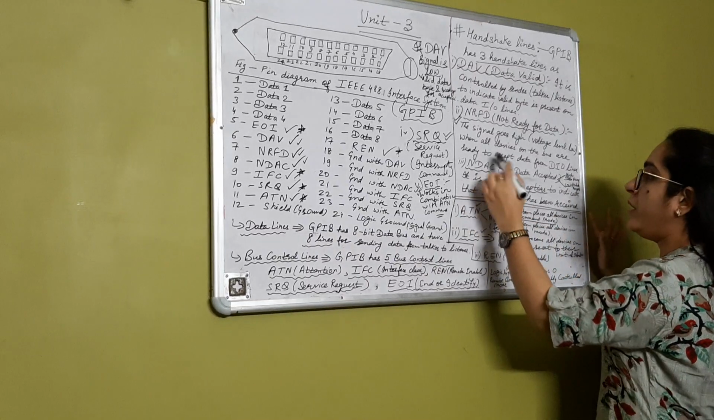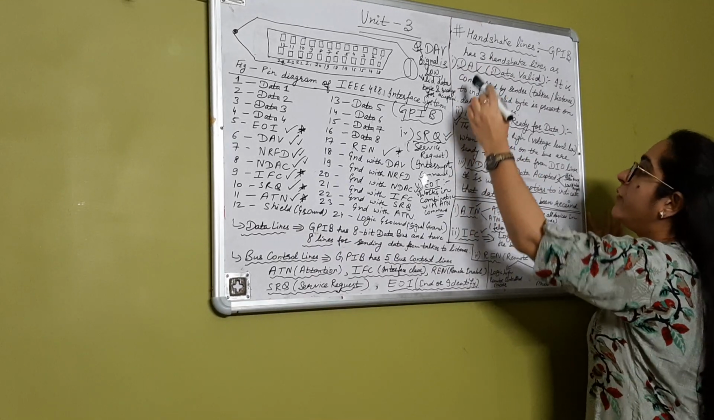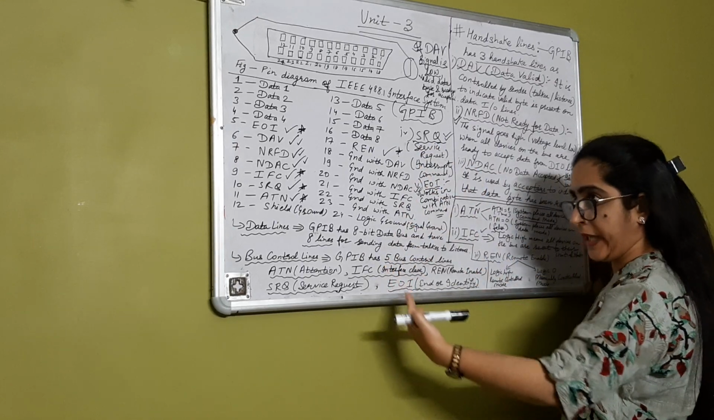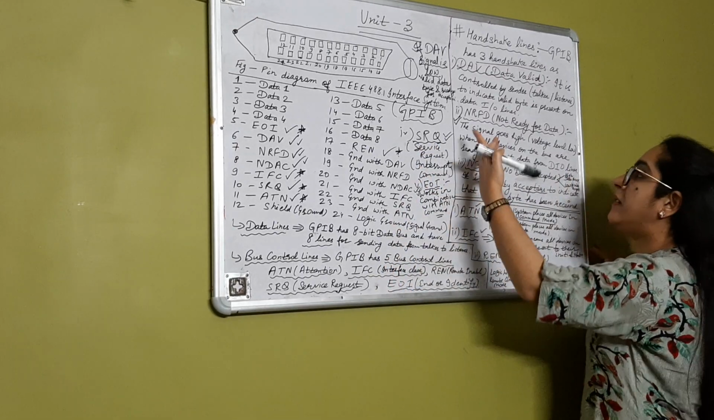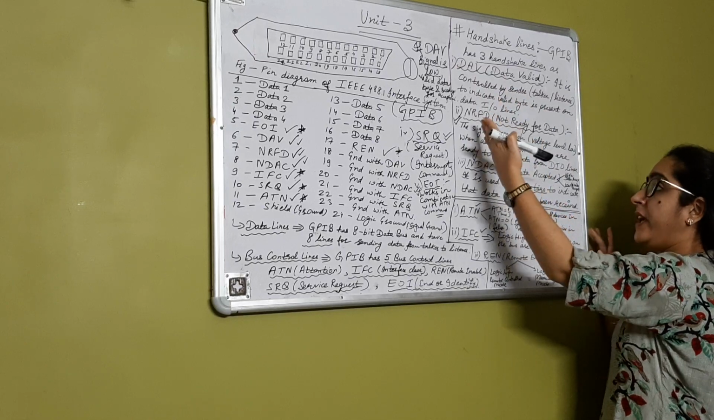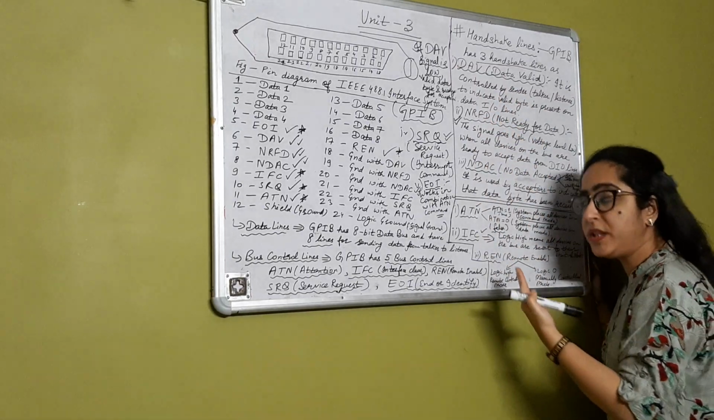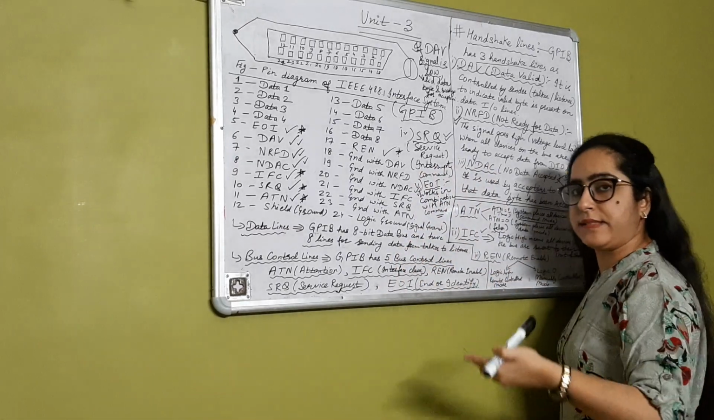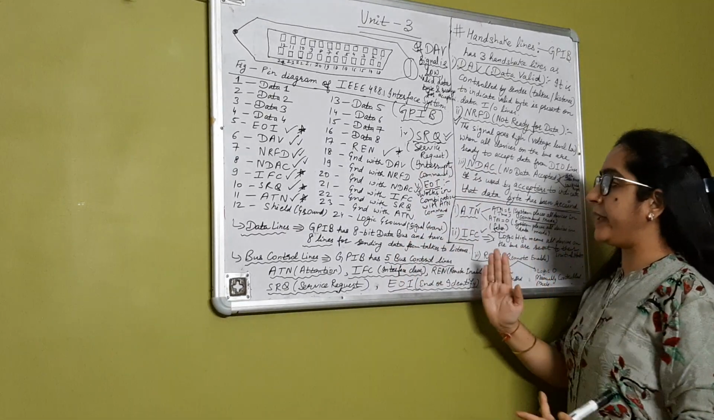Okay. So these three functions I will explain to you through the signal flow diagram. Then it will be more clear how these DAV, NRFD and NDAC perform. But that I will discuss in the next class, in my next lecture.